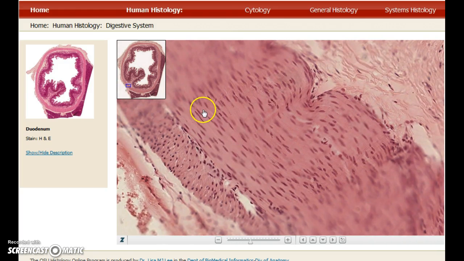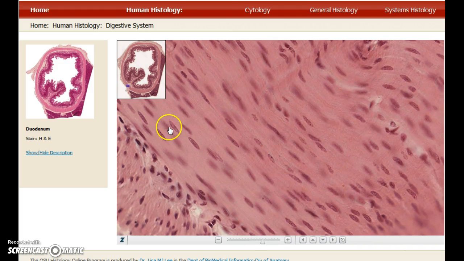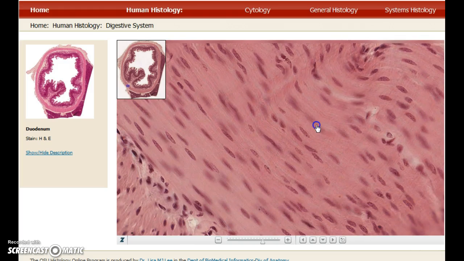So again, I notice that I do not have really long strips of muscle fibers. I don't see any striations in this area. The nuclei are kind of scattered throughout. They're not pushed out to the sides of the cell. They're actually in the center of each of these cells. So this area right here is smooth muscle. So we've looked at skeletal, cardiac, and smooth muscle.